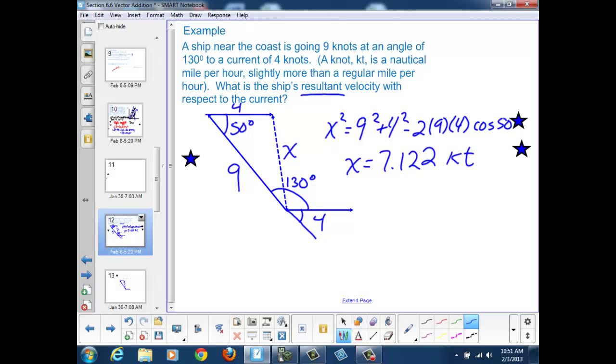That allows us to find this interior angle once again as part of the triangle by using the law of sines. So let's call that A again. So sine A over 4 equals sine 50 over x, or 7.122. Those calculations allow me to find angle A, which turns out to be 25.484 degrees.